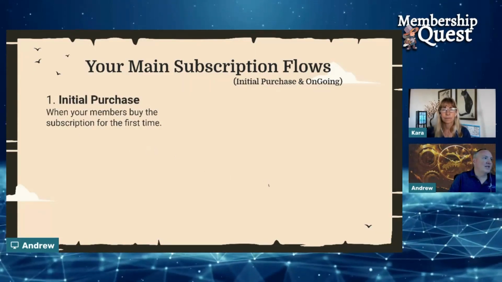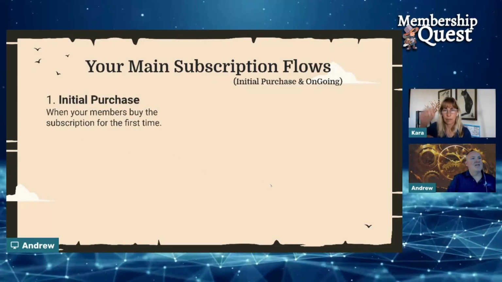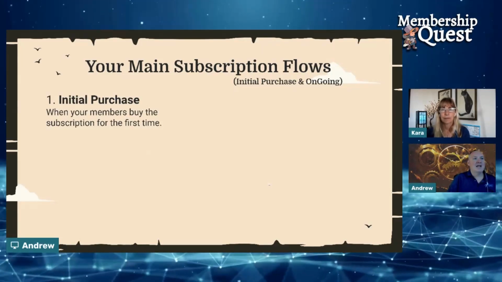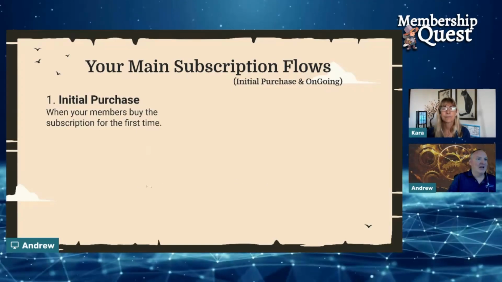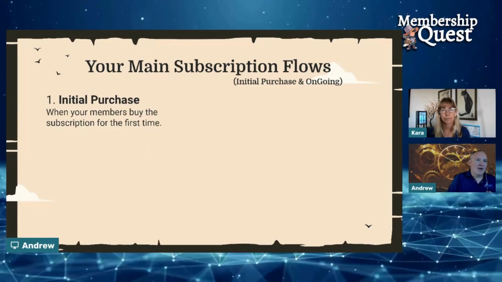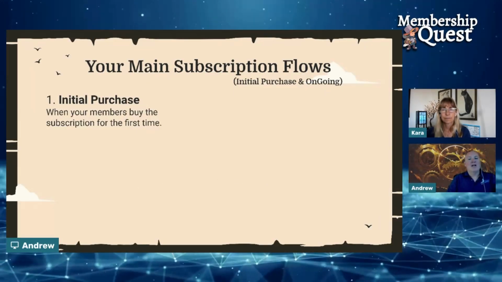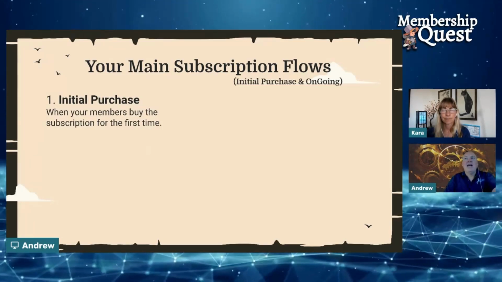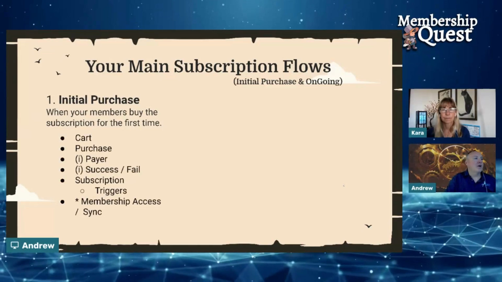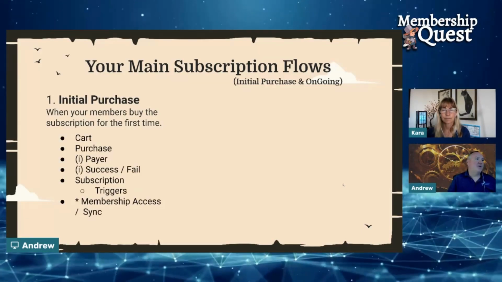So initial purchase, this is again where there's a link on your site, like Kara said, or they go to your WooCommerce site and they click on your product and they buy it. They choose what subscription they want, what timing. I'm going to have a little water here. And then we go through. So we'll just talk through it. We're not going to go into showing it this time.